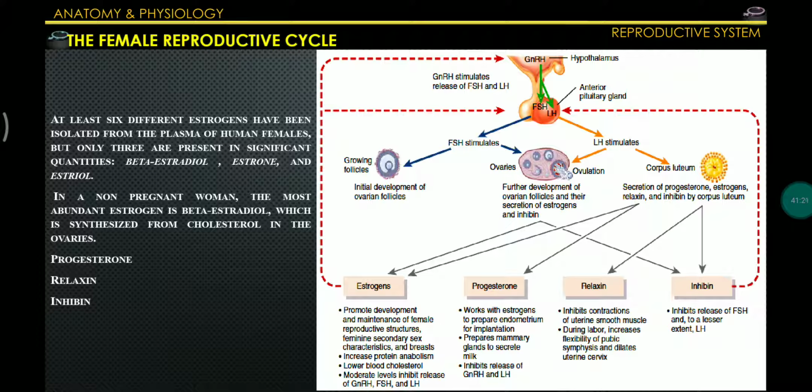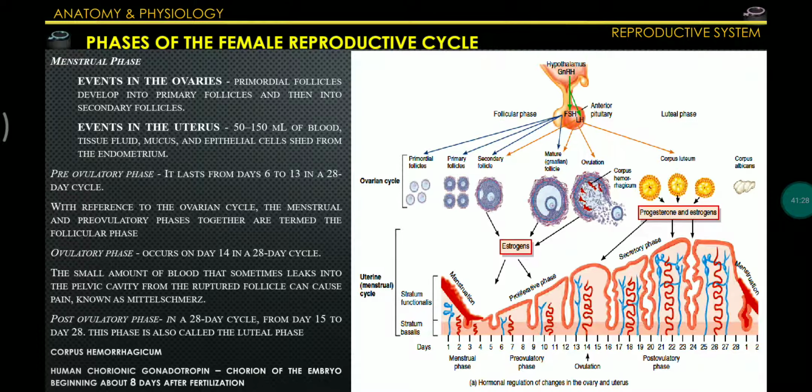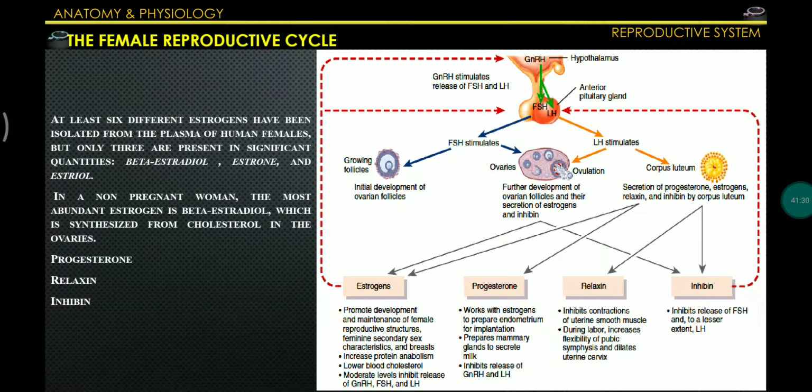In the female reproductive cycle, hormonal regulation. At least six different estrogens will be produced by females, and in a non-pregnant woman, the most abundant estrogen is beta estradiol. Estrogen, relaxin, and inhibin are produced by the ovaries.